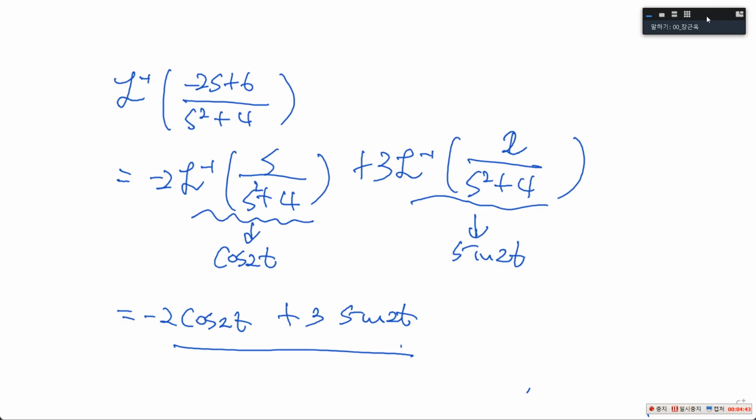So the only way we can do is, since we know what the transformed form is, from that we can predict the inverse transformation. Okay, that is the only way we can do.